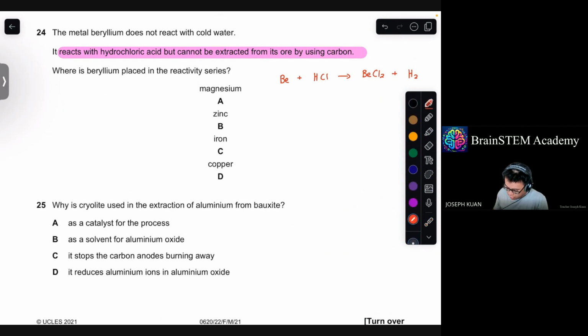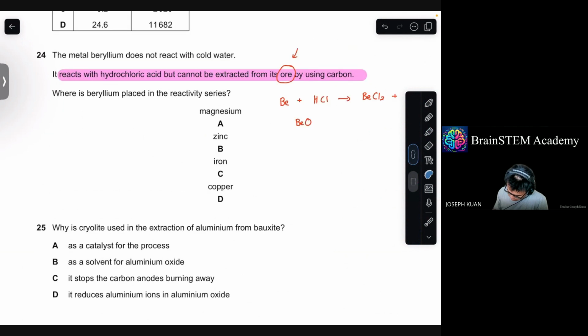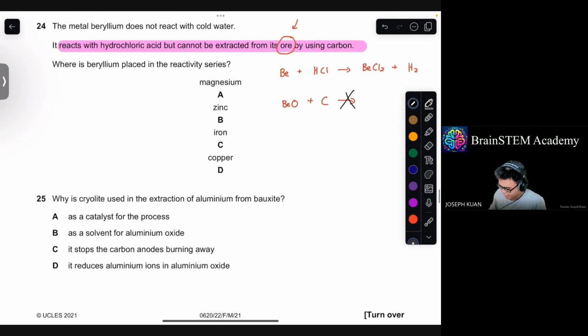And then for the second part, it cannot be extracted from its ore by using carbon. Let's write that down. What is an ore? Usually it is the oxide form, so beryllium oxide. So this fails to occur. Now, what does this tell you about the reaction?